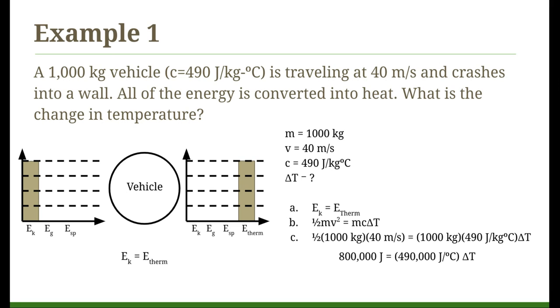On the left, we have 800,000 joules. And then on the right, we're going to multiply these first two numbers, but then leave the variable as a letter. We can then divide both sides, this side and this side, by 490,000 in order to get the change in temperature alone, which is 1.63 degrees Celsius.